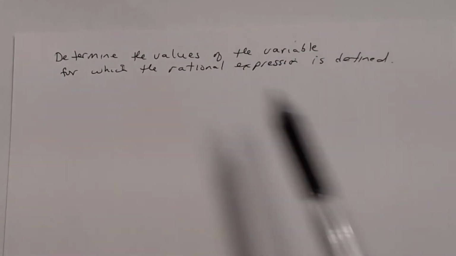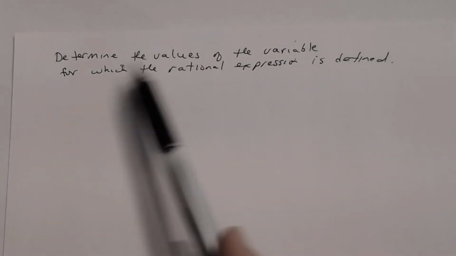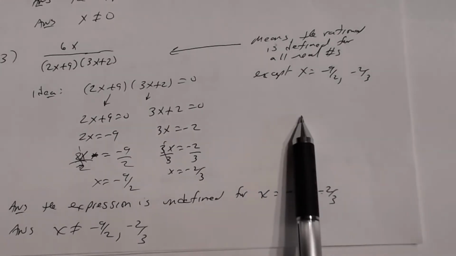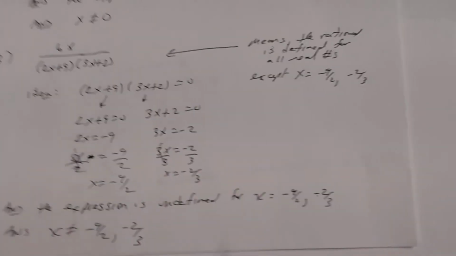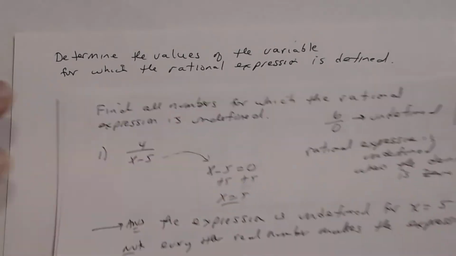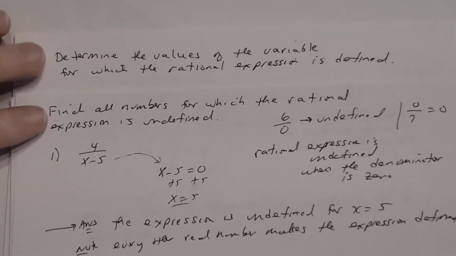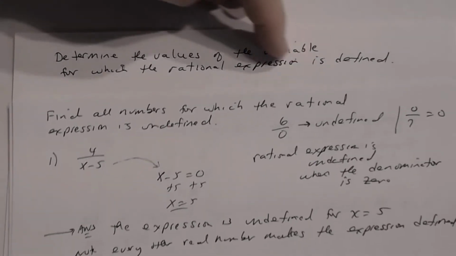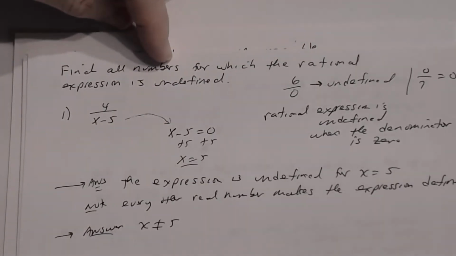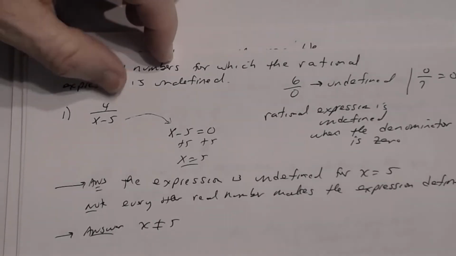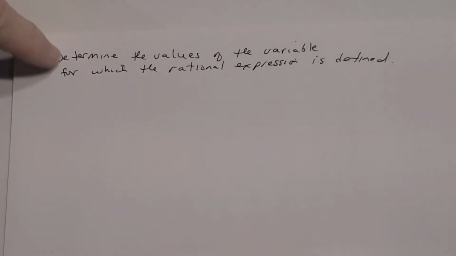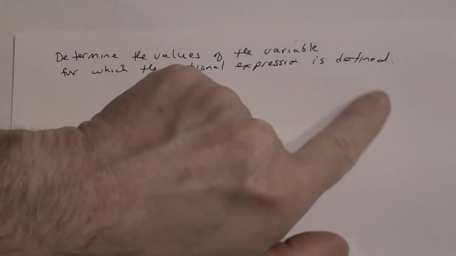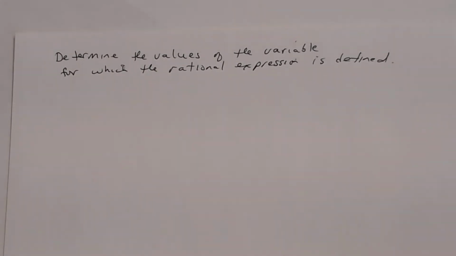So when we talk about this set of directions right here, the word defined, we're actually going to use this as our answer. Watch how simple this is. These two directions are related. It's just that in the previous one, you're looking for the values of the variable which make the rational expression undefined. Here you're looking for the values of the variable that make the rational expression defined. Okay, so number one.